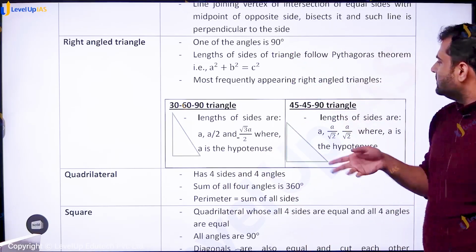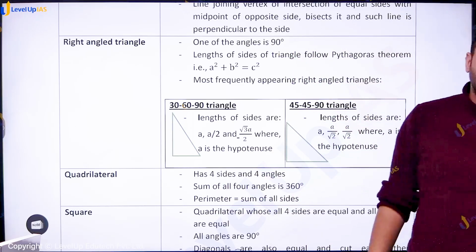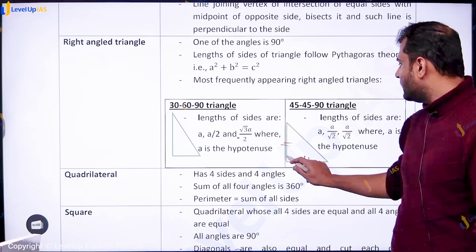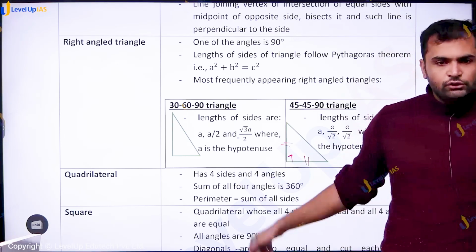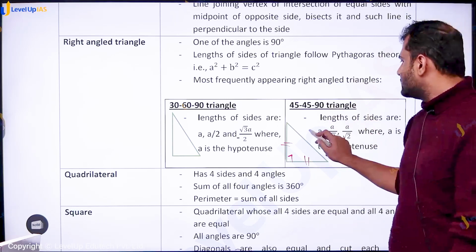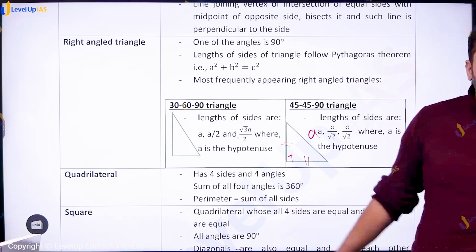And another triangle is 45, 45, 90, meaning this is an isosceles right angle triangle. Isosceles, right? Two sides are the same, third is different. And in this case, you can calculate the length. You don't need to remember it.